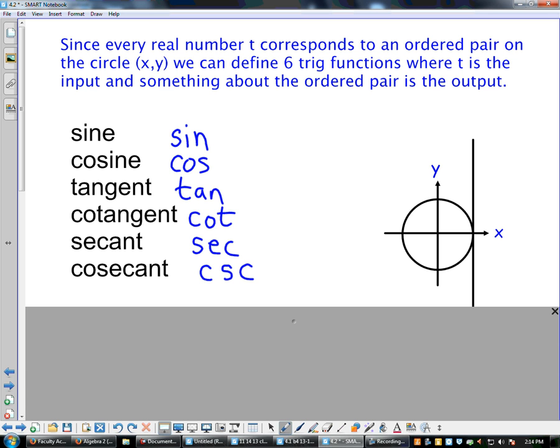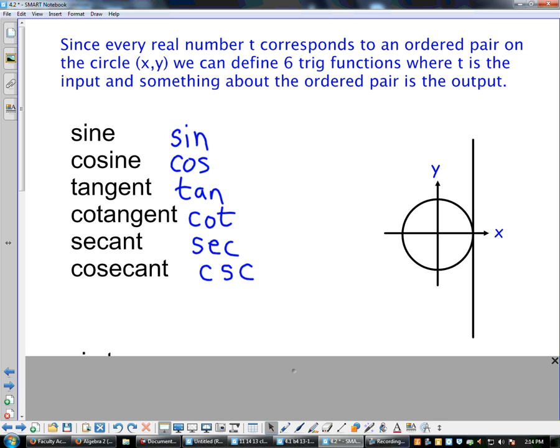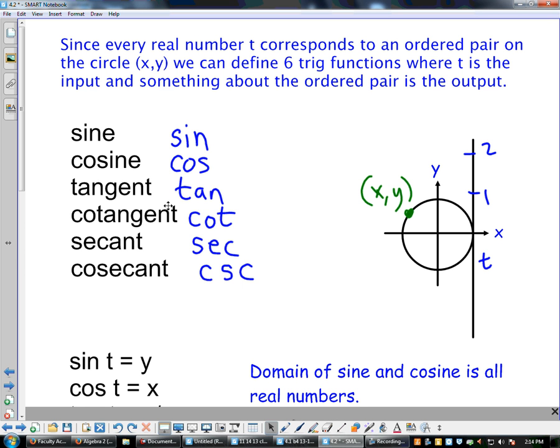Now we need to talk about the relationship between these trig functions and the real number t. First of all, remember, the t values are going to be on this number line. Maybe 1 is here, maybe 2 is here, and so on. These are our t values, and they're going to map to some ordered pair on our unit circle. Let's say the ordered pair here is x, comma, y. Once a real number t touches down on the unit circle at some ordered pair, then we can talk about a trig function for that real number.